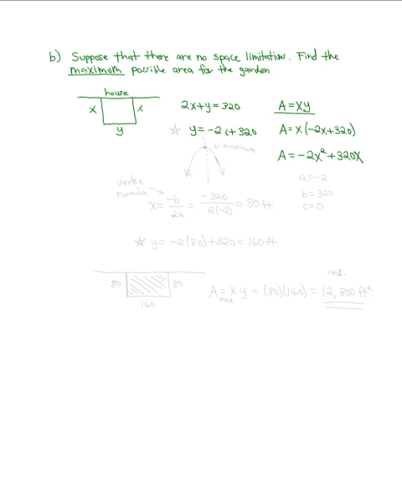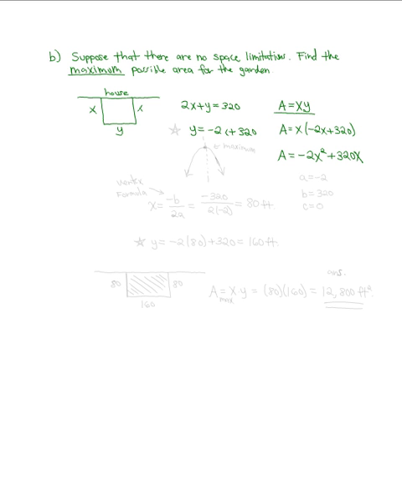And some of you might think, well, if there are no space limitations, that means you can make the garden as big as you want. It could be infinitely big. But that's not true, because we still only have 320 feet of fencing with which to work. So you can't make it infinitely big, because you're going to run out of fencing eventually. But subject to the constraint of 320 feet of fencing, you can figure out the most possible area that you can get for the garden.